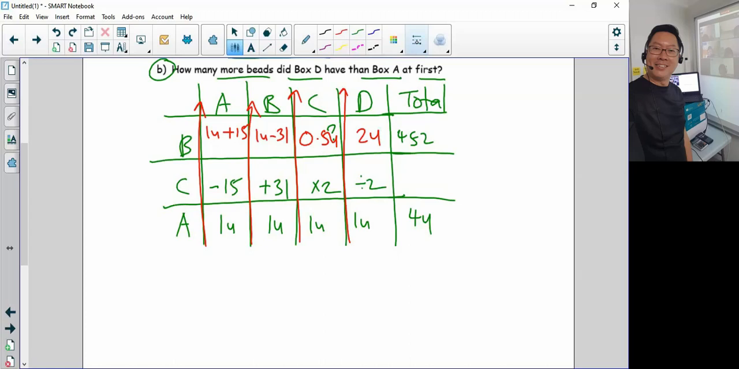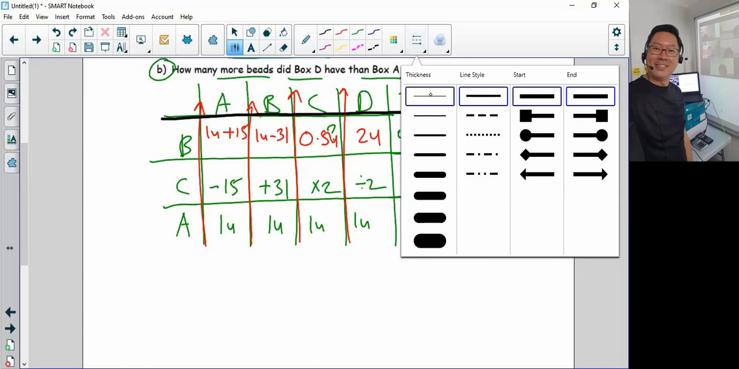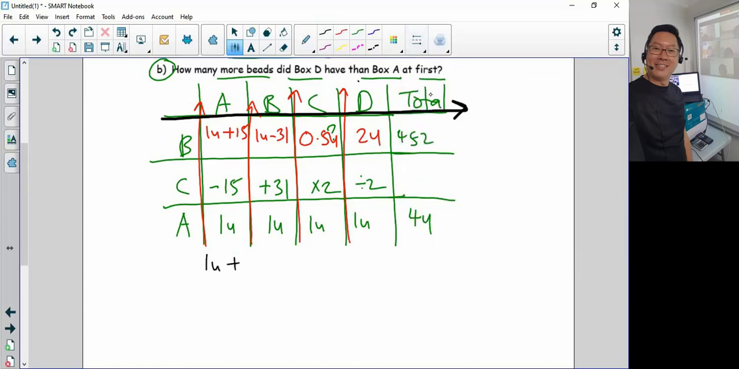Okay, once you've done all that already, then we create a statement and the table can flow left to right. Add up all the boxes together, that will give you the total, which is 452. So we add all the boxes together. Okay, so let's add the boxes together. So box A, 1 unit plus 15, plus box B, 1 unit minus 31, plus box C, plus box D, and the total is 452. Okay, then you add up.